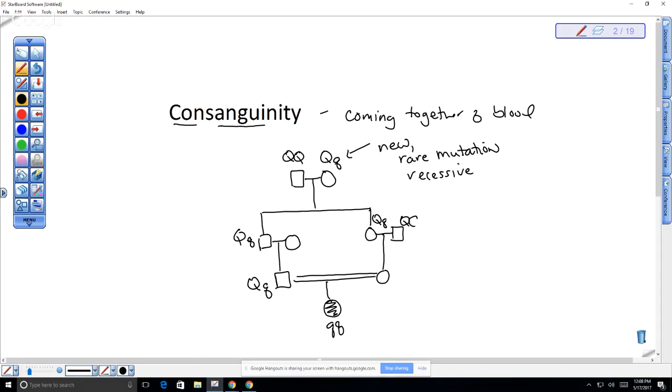These guys would be big Q, because it's not in the general population. And notice those guys are marrying in. Okay, so they would be carriers for this rare mutation. And so generally, this is why sometimes it's bad to have people that are genetically related coming together.